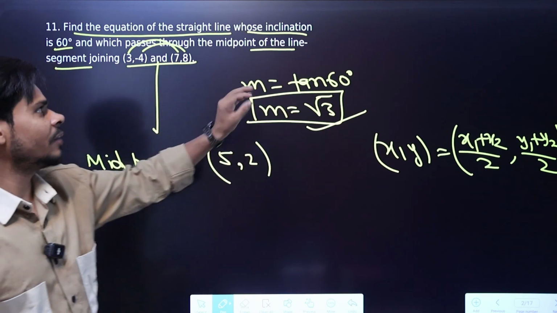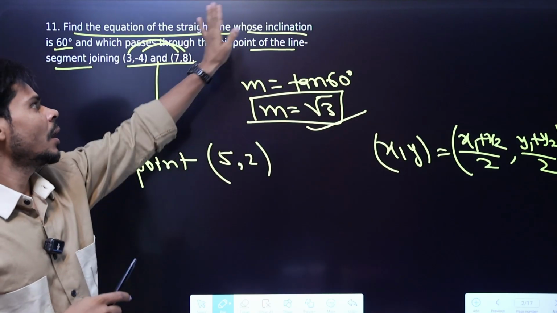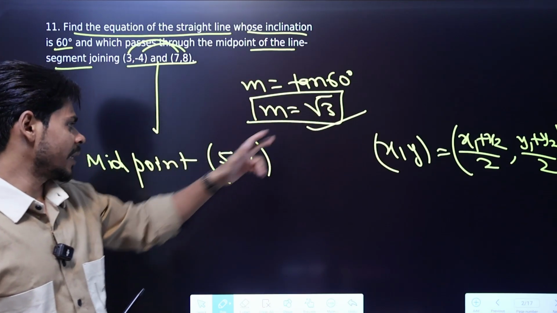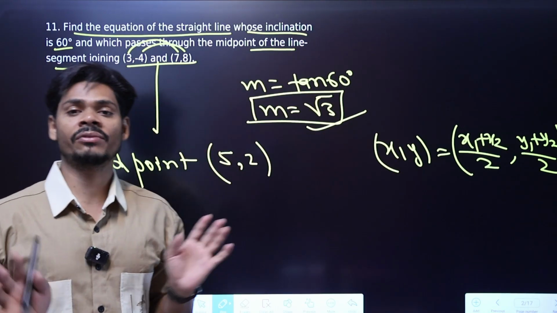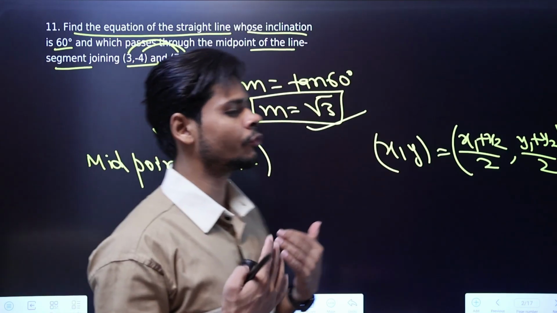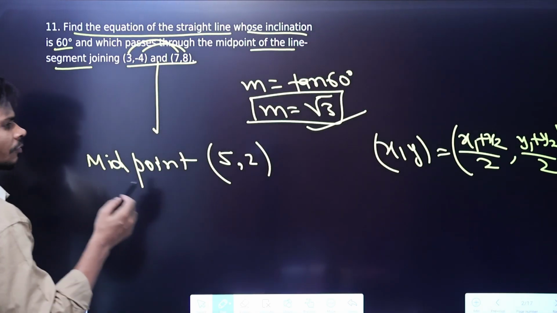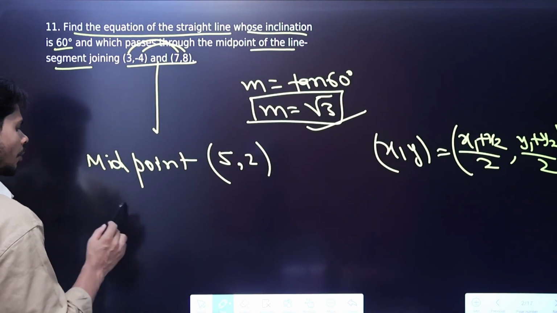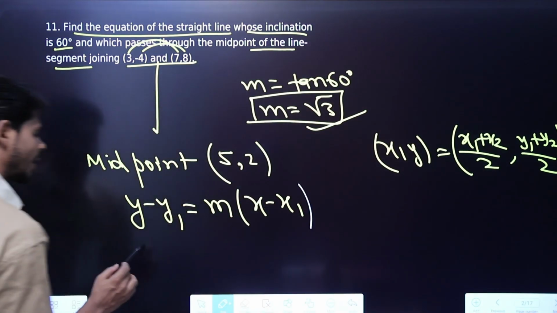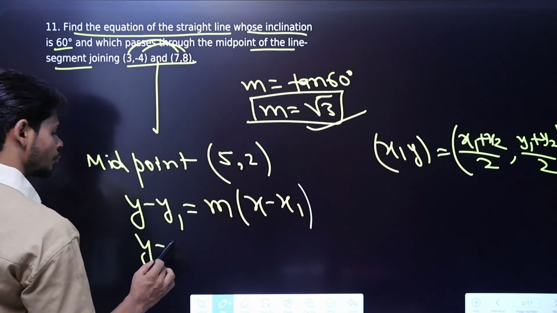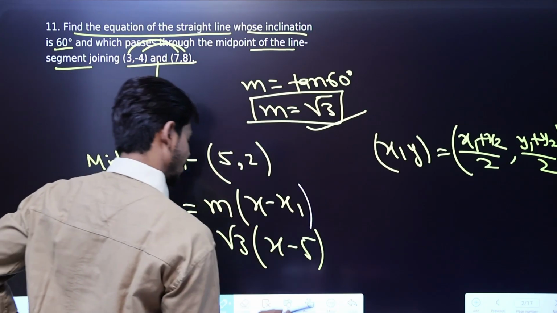It means for the line which is given, we need to find the equation. We are given the slope, that is root 3, and we are given that it is passing through 5 comma 2. Now we need to find the equation of that particular straight line. So the equation of this straight line would be y minus y1 is equal to m times x minus x1, right? Y as it is, minus y1, y1 is 2, is equal to m, which is root 3, times x minus x1, x1 is 5.